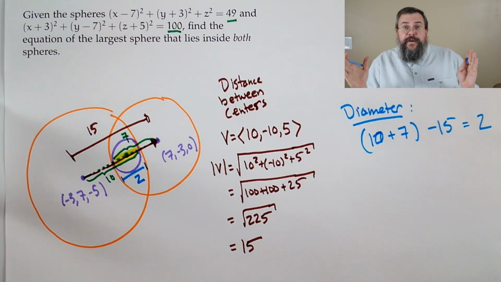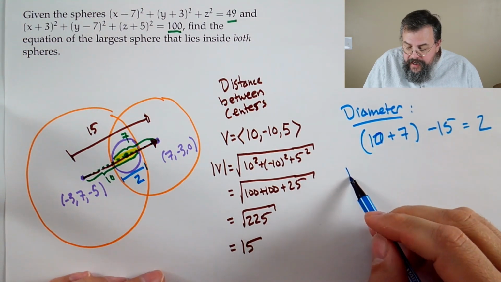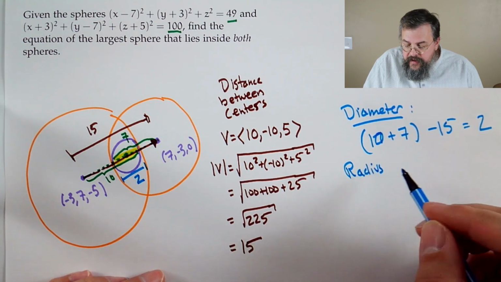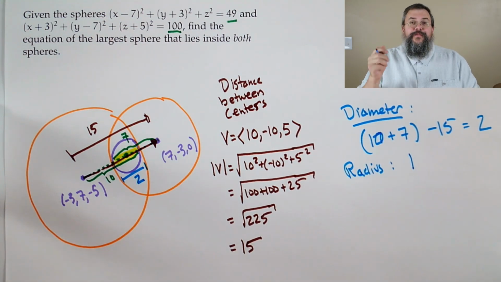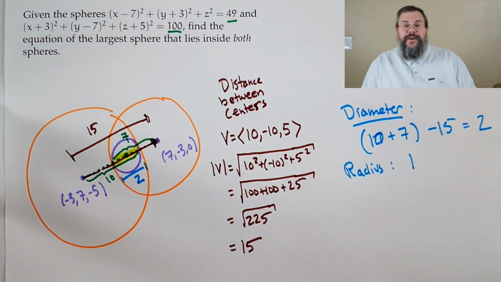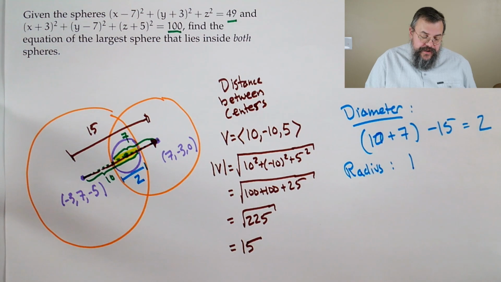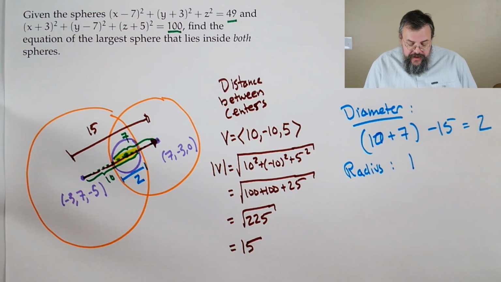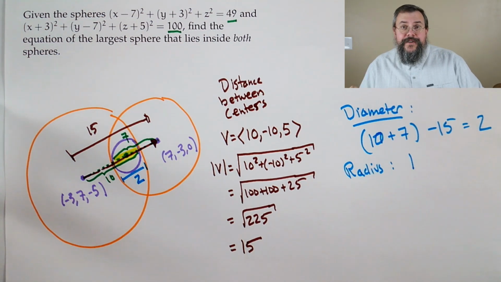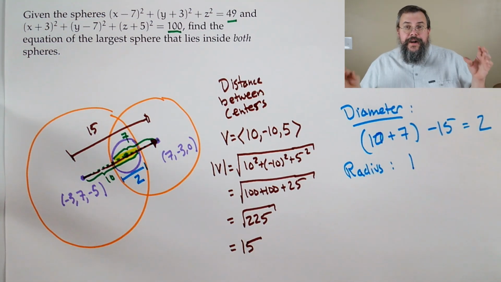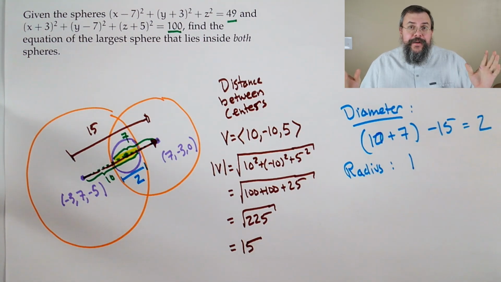Now, if that's the diameter, the radius is half that, and therefore the radius of our sphere is going to be 1. We've made progress. So, perfect. So far, so good. Now, the other thing to note is that nothing we've done so far requires vectors. So you might say, okay, where have vectors come in? They haven't really yet. We could have done all of this with just distance.